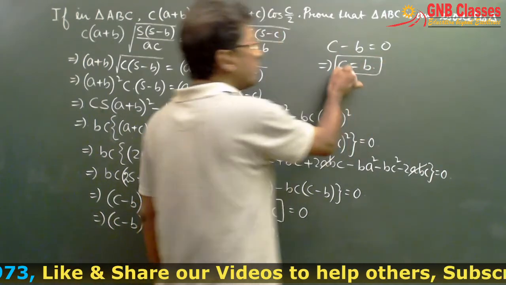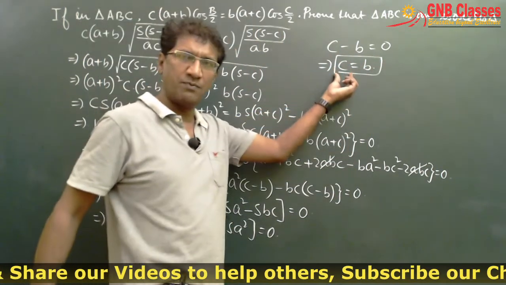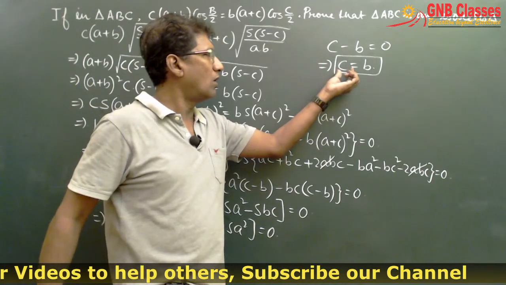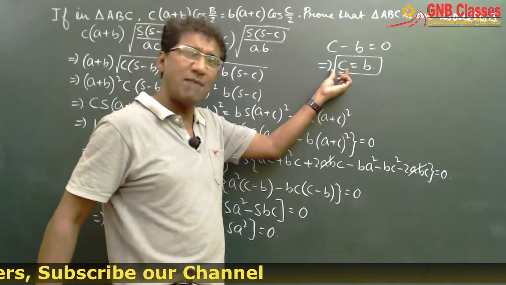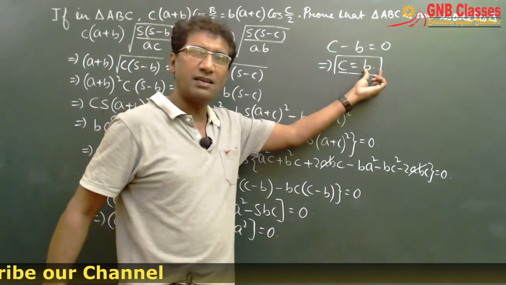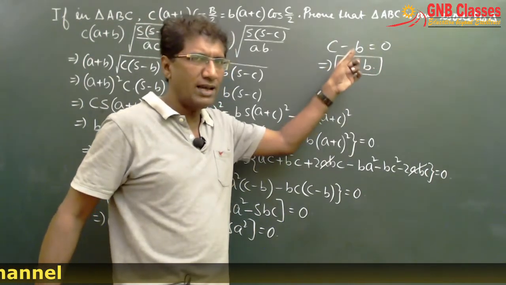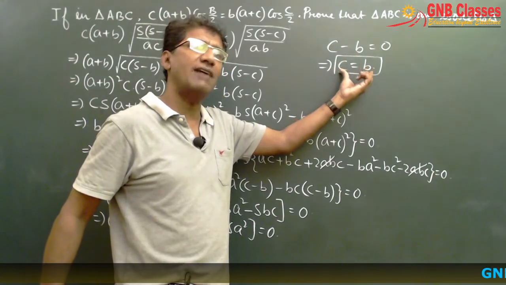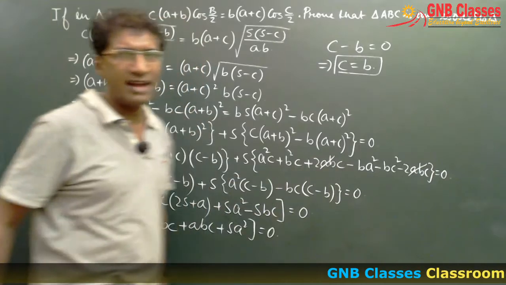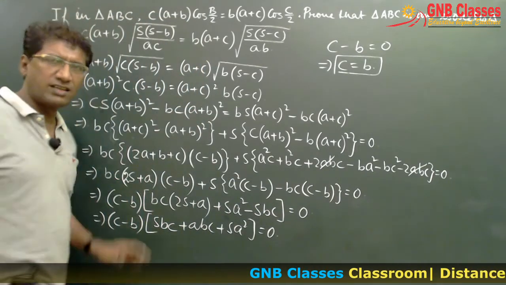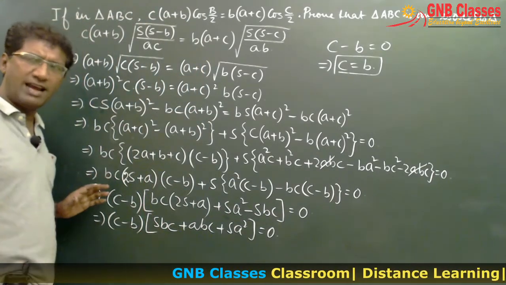C equals to B means the length of the side C, which is opposite to angle C, is same as the length of the side B, which is opposite to the angle B. So these two sides of the triangle ABC are equal, implies ABC is an isosceles triangle. Is it clear to all of you? Have you understood this problem clearly?